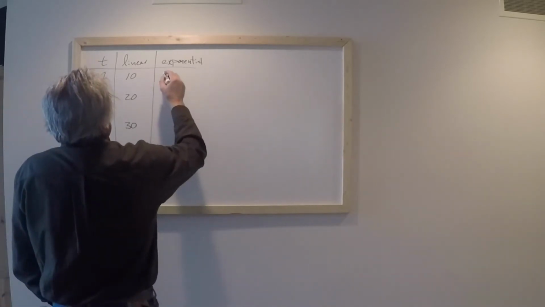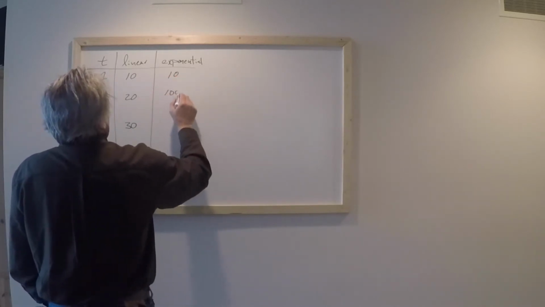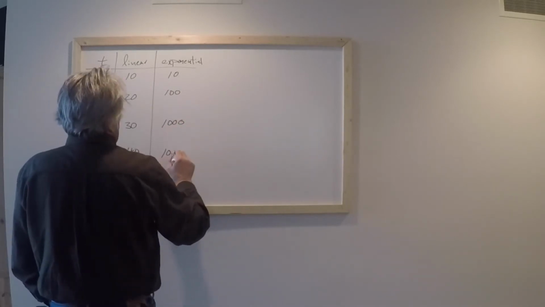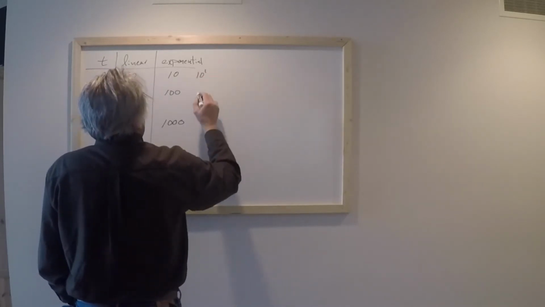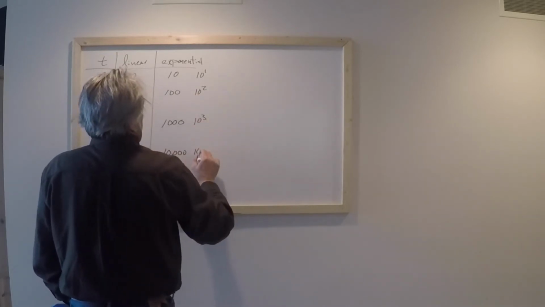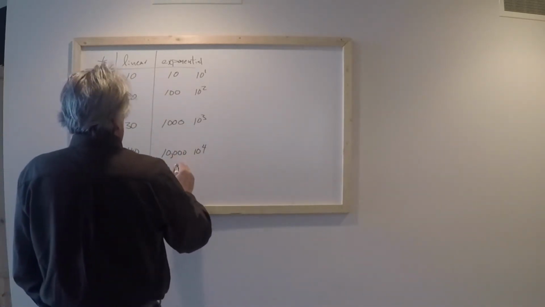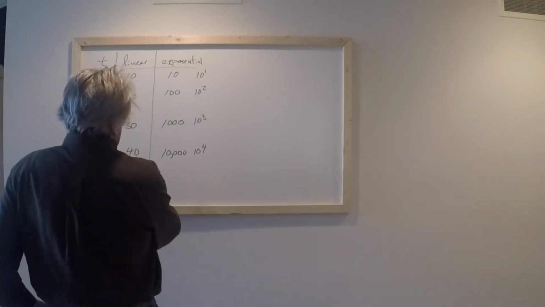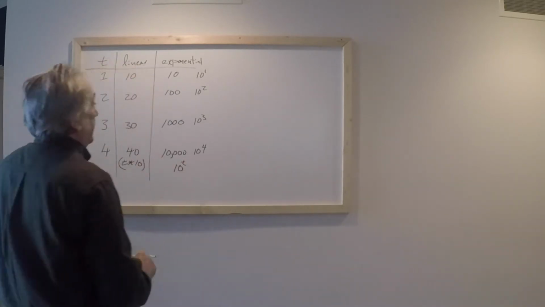And then over here, we'll start with the same amount, 10. But then at 2, it's 100. And at 3, it's 1,000. And at 4, it's 10,000, which is 10 to the 1, 10 to the 2, 10 to the 3, and 10 to the 4. So we can see here that in this column, the process goes as, instead of 10 times t, it's 10 raised to the t power.